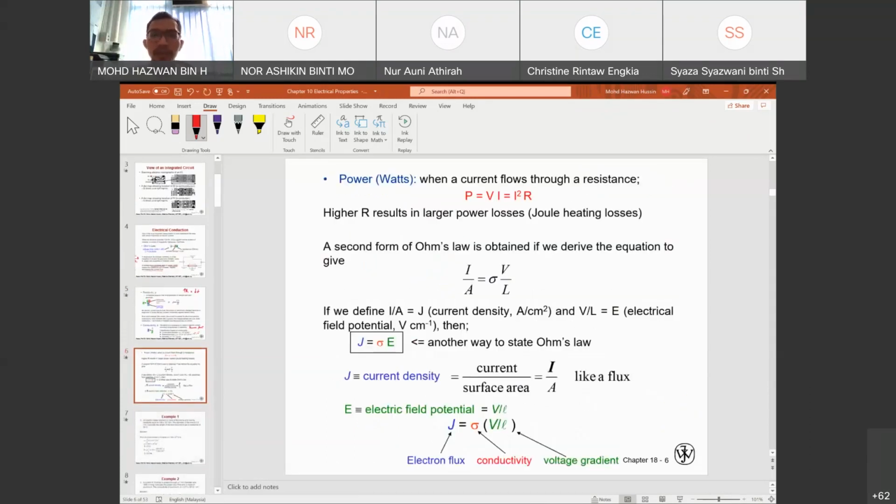And we also have looked into power. What does it mean by power? It's produced when the current flows through a resistance. So this will give a power. Normally power unit is in watts. And other things are related to current density. What does it mean by current density? Current density means current over surface area, and current density is also equal to the conductivity multiplied by voltage over length.